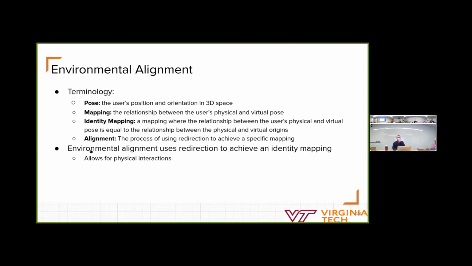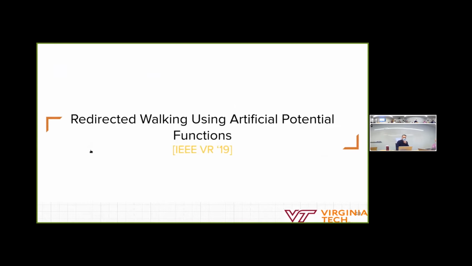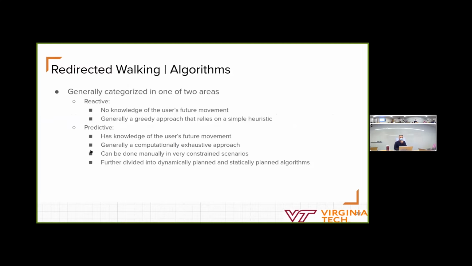So my notion is to not only use redirected walking to avoid obstacles and boundaries, but also to use it to achieve these specific mappings so we can have more interesting interactions. And with environmental alignment, we're doing so with the physical environment. So my first work looked at how we can have a more intelligent, what I'm going to call reactive redirected walking algorithm. To get started, we have to talk about these algorithms.